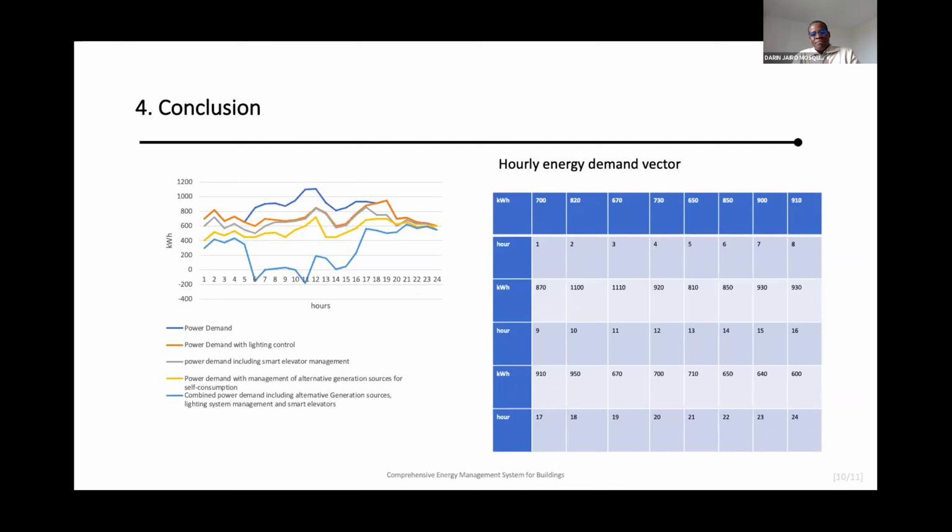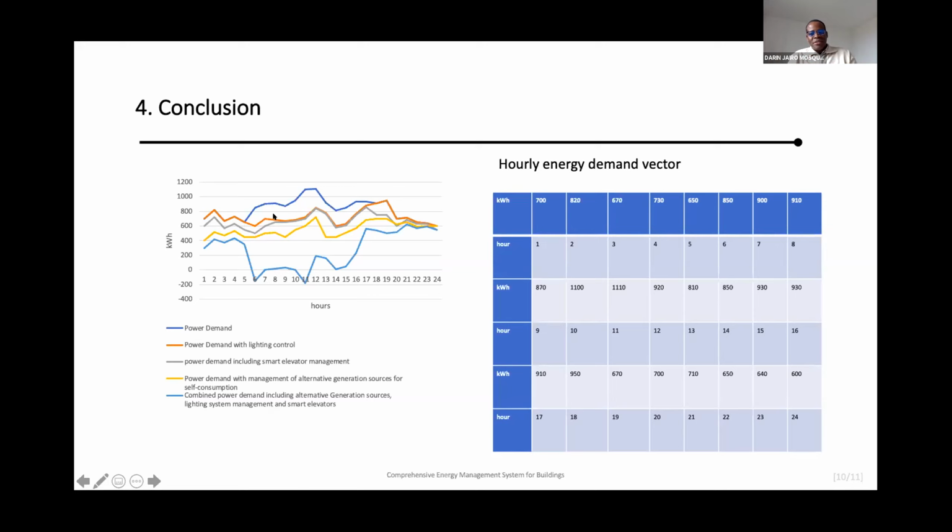In this slide, we can see the vector of daily energy demand in the table on the right, and the graph corresponds to the dark blue line. Then you see the decrease in consumption when you apply control of the lighting system, the orange line, this line. Later, when applying smart building management, the gray line, this line.